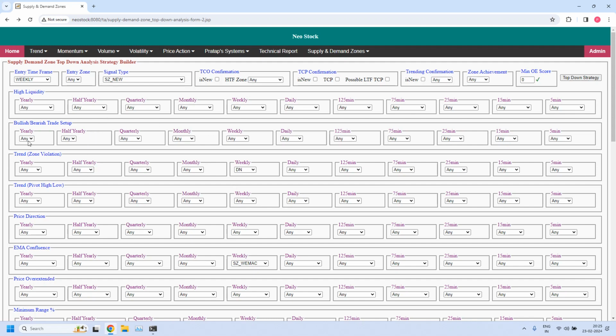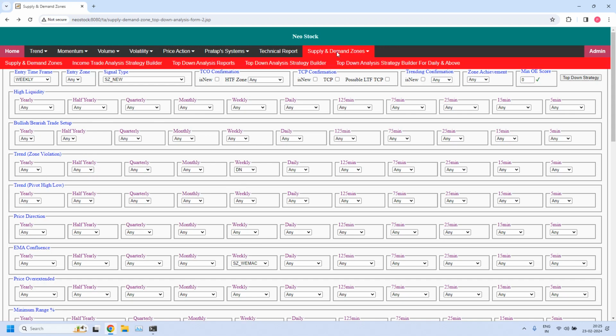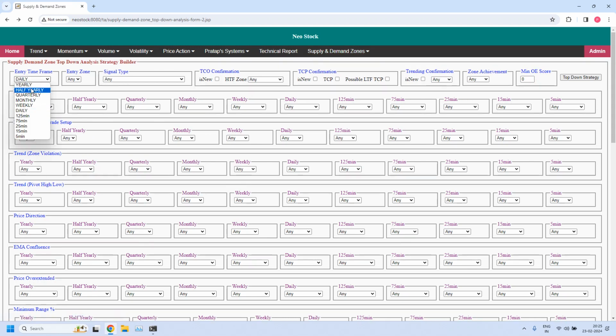How to find whether price over extension is completed or not? You need to select the weekly time frame. In uptrend, we have two kinds of price over extensions. We are not looking for price over extended stocks. We are looking for price over extension completed during uptrend and downtrend.